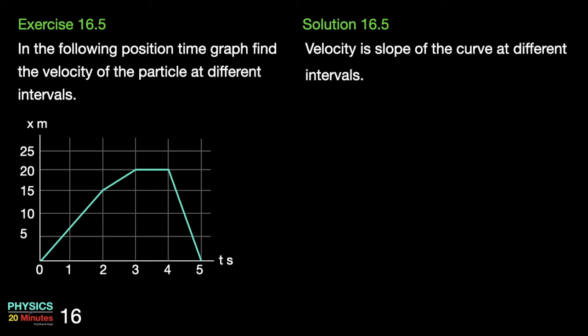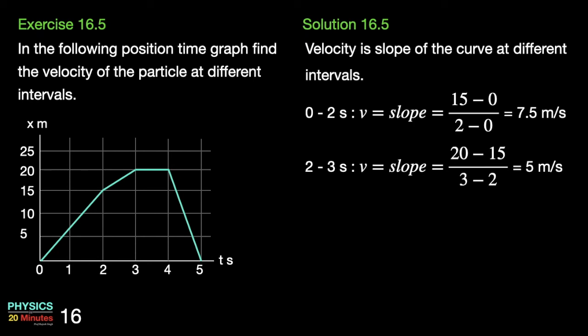There are 4 intervals: from 0 to 2 seconds, 2 to 3 seconds, 3 to 4 seconds, and 4 to 5 seconds. So in the first interval, delta x will be 15 minus 0, while delta t will be 2 minus 0. So the slope is 7.5 meter per second, which is the velocity. It is a positive slope. That means the particle is moving towards the positive x-axis. In the second part, you can see the slope is 20 minus 15 upon 3 minus 2, which is 5. The slope decreases. That means the velocity decreases.